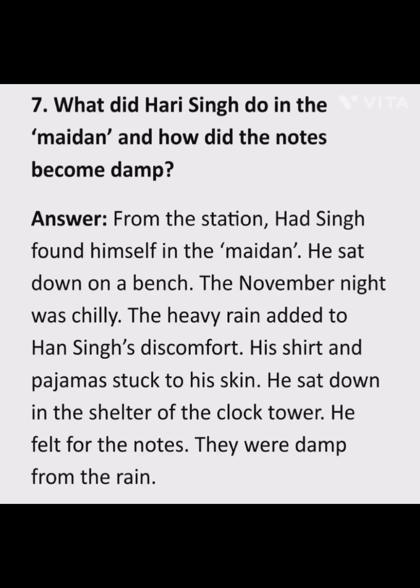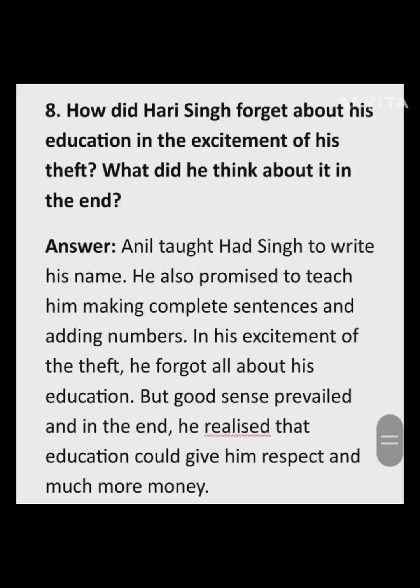Seventh, what did Hari Singh do in the Maidan and how did the notes become damp? Answer: from the station, Hari Singh found himself in the Maidan. He sat down on a bench. The November night was chilly. The heavy rain added to Hari Singh's discomfort. His shirt and pajamas stuck to his skin. He sat down in the shelter of the clock tower. He felt for the notes. They were damp from the rain.